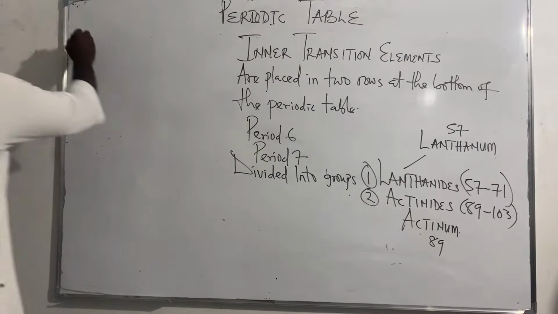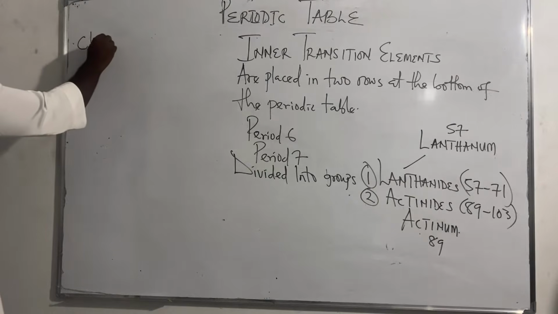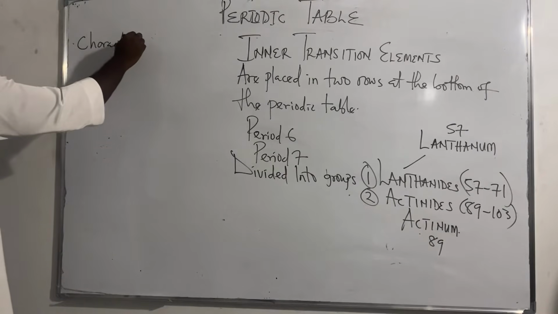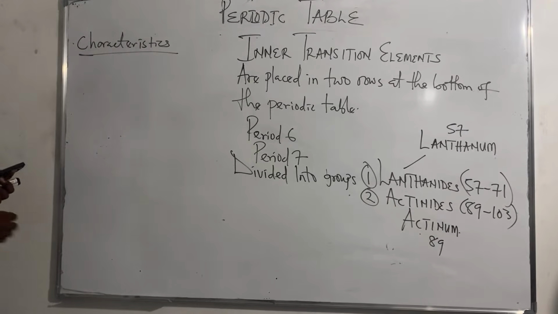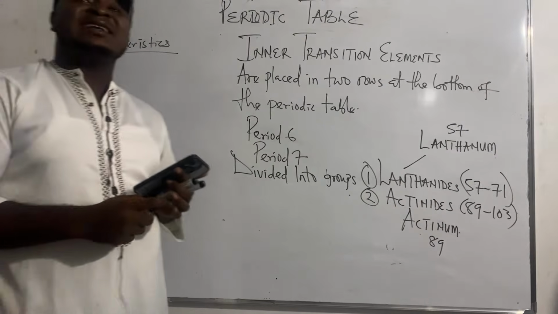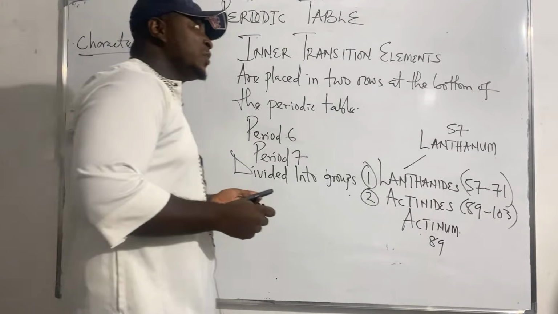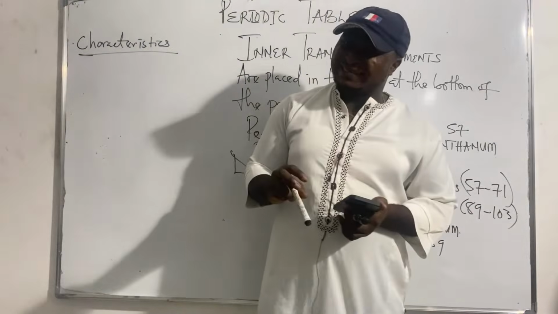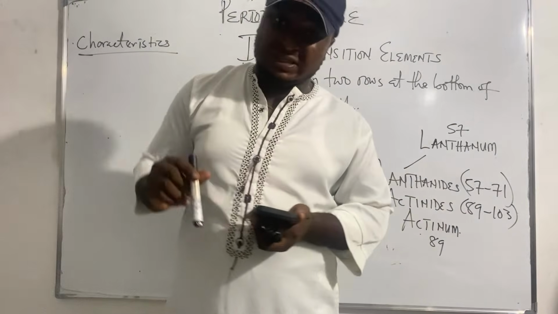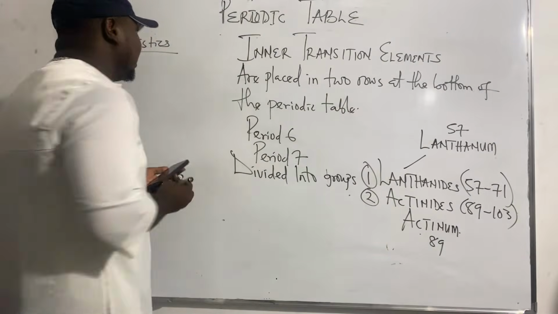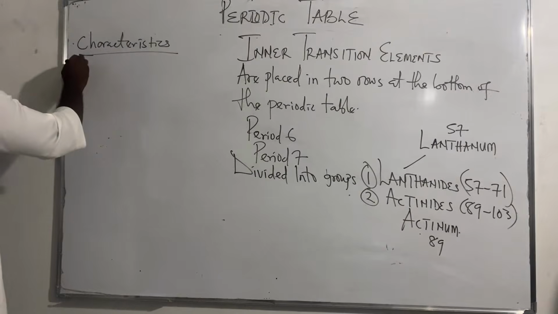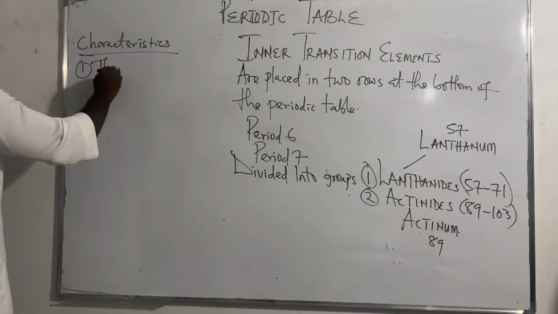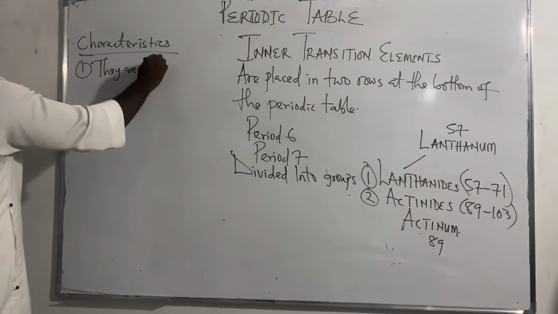Class, let's look at the characteristics of the inner transition elements. They usually ask this in the exam. This is a popular JAMB question. They can ask you, which of them is not a characteristic of the inner transition elements? You must know the ones that are. Number one characteristic is that they are all metals.